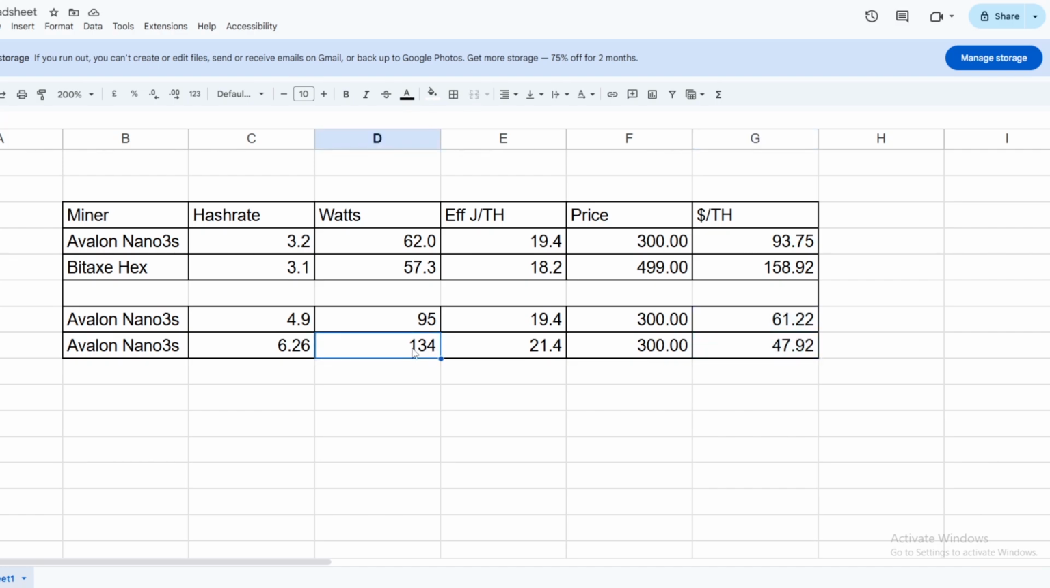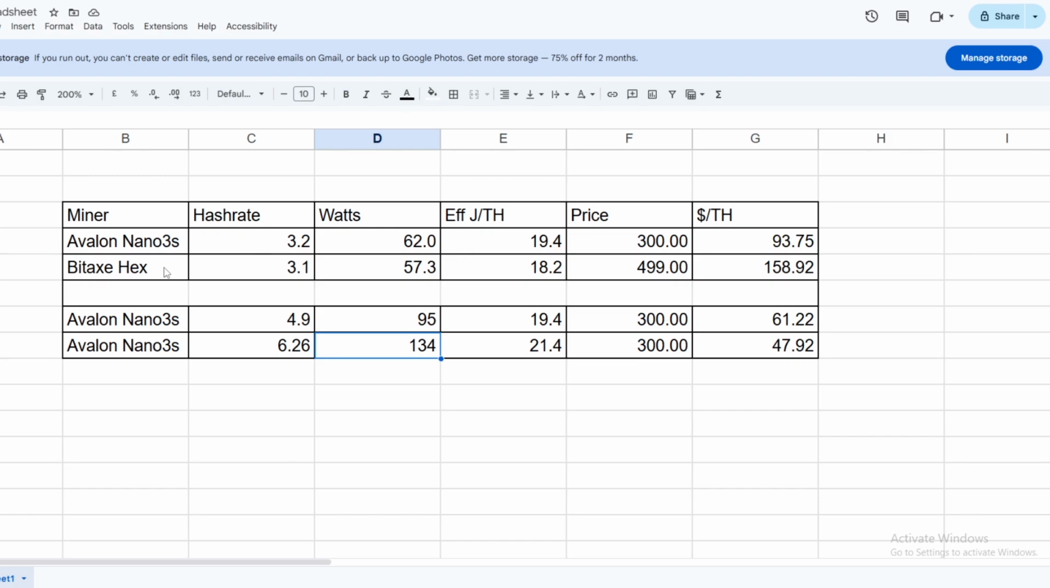Also, the Avalon Nano, the power supply that it comes with is rated for 140 watts and it pulls 134 watts on the highest efficiency, on the highest hash rate, which is not great. So you might as well stick it on medium mode because this is probably going to thermal throttle at some point on the power supply. So just looking at the results, when we're talking about the price, obviously the Avalon Nano does outperform the Bitaxe Hex.